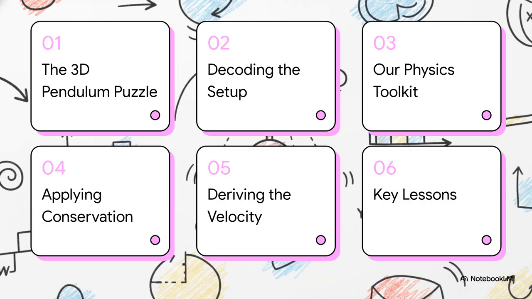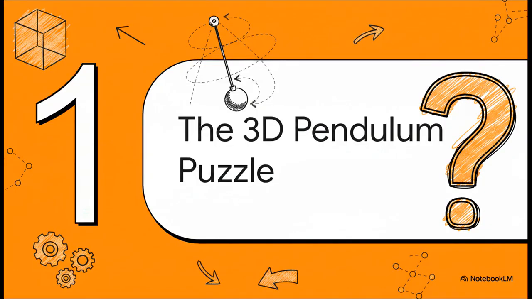So here's our game plan for today. We'll start by making sure we really understand the puzzle. Then we'll decode the setup, what's happening at the very beginning. After that, we'll pick out our physics tools, apply them to get our answer, and then most importantly, we'll wrap up with the key lessons you can take with you to solve any mechanics problem. First things first, what is the actual puzzle we're trying to solve? Getting a crystal clear picture of the question is seriously half the battle.